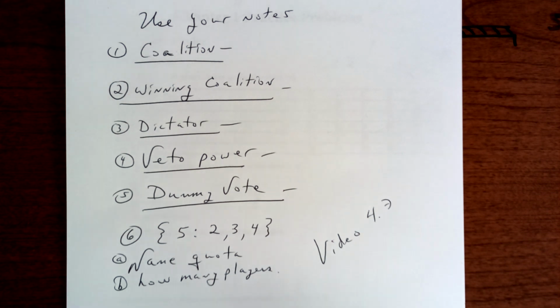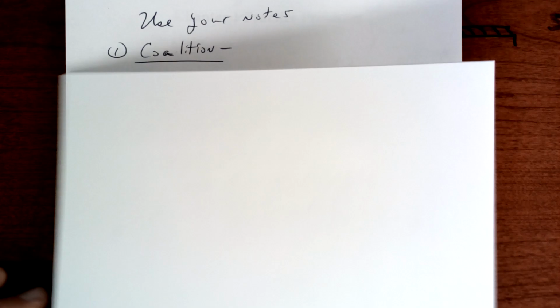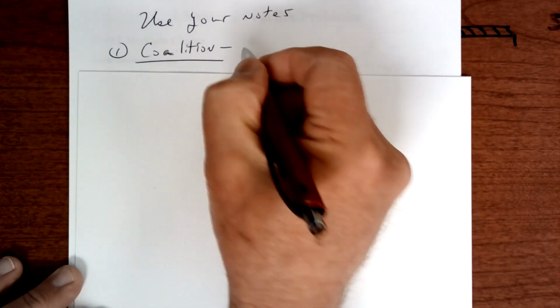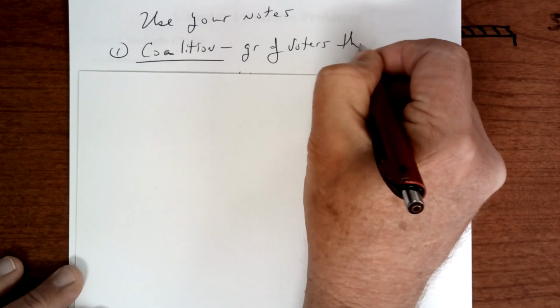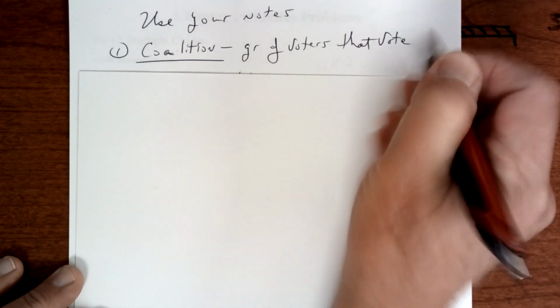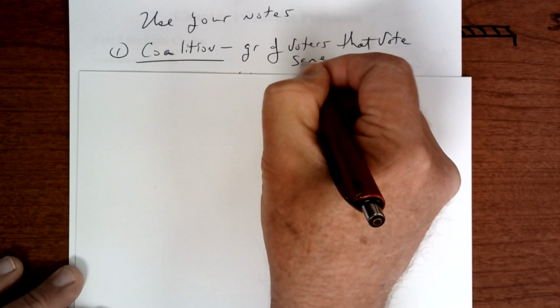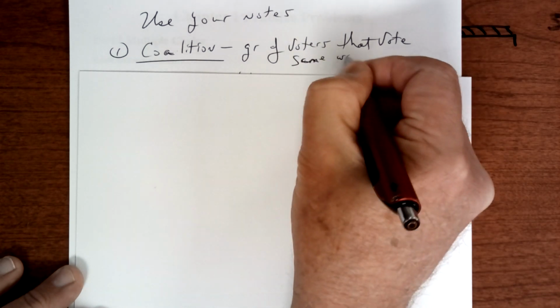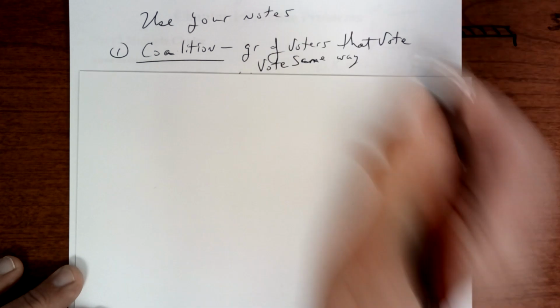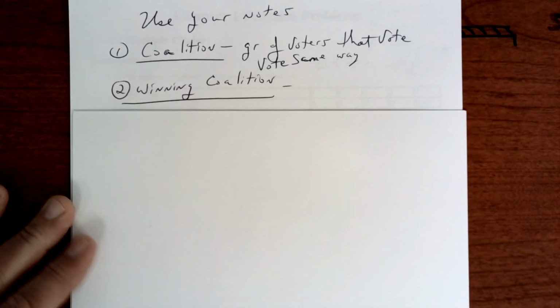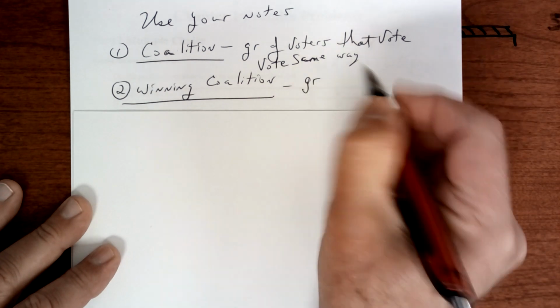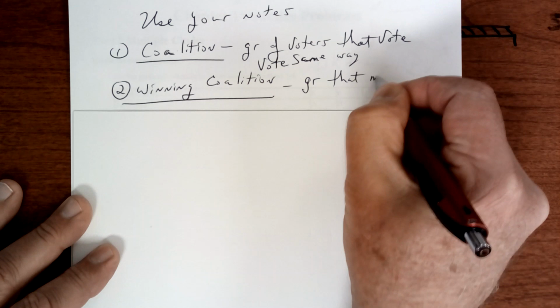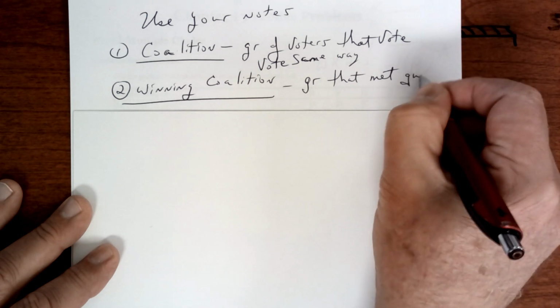What is a coalition? A coalition is a group of voters that vote the same way. Winning coalition means a group of people that met quota and won.